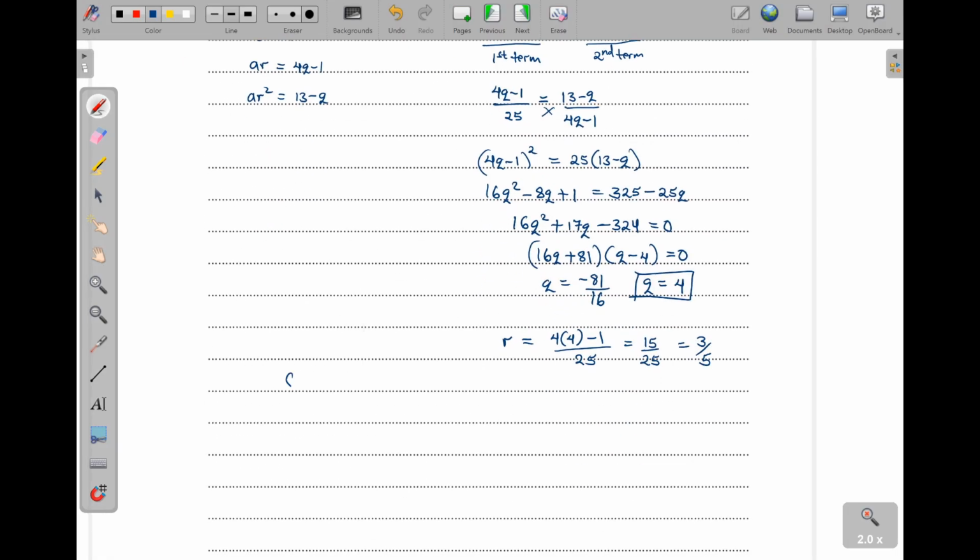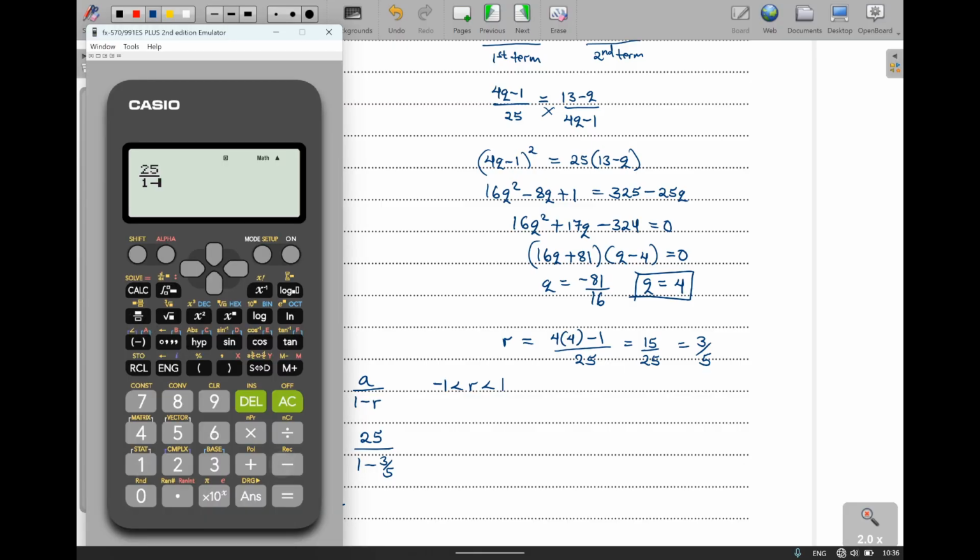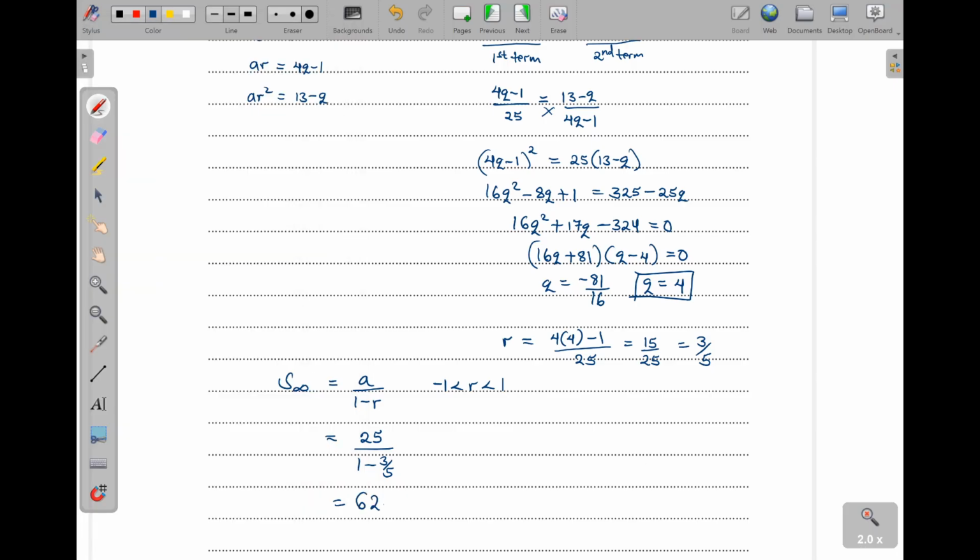So the sum to infinity is equal to a over 1 minus r, and r ranges from negative 1 to 1, okay? And the value we have gotten actually fits here because it is 0.6, you see? So let's check in here. a is 25, then 1 minus r is 1 minus 3 over 5. So what do we get altogether? 25 divided by 1 minus 0.6 is 62.5. As simple as that.